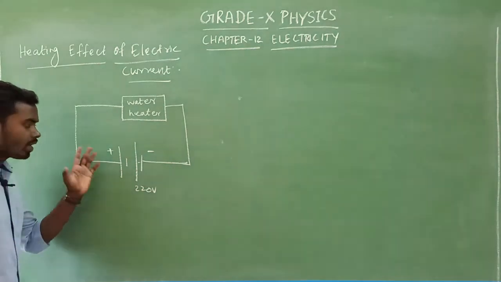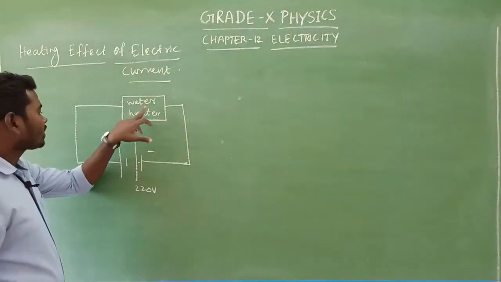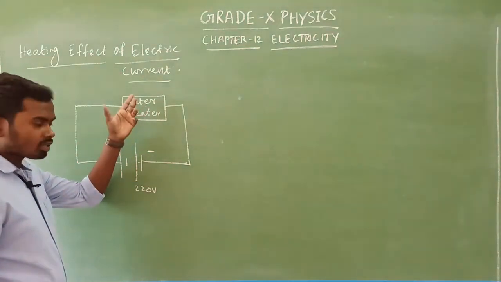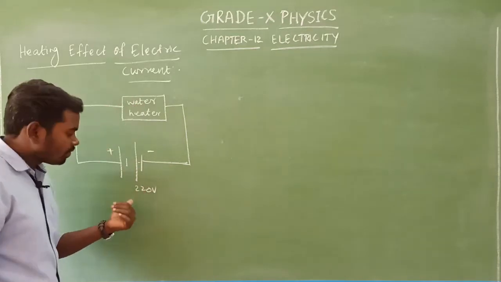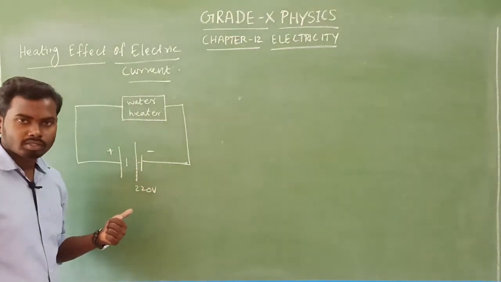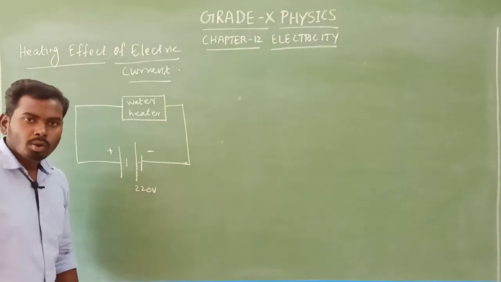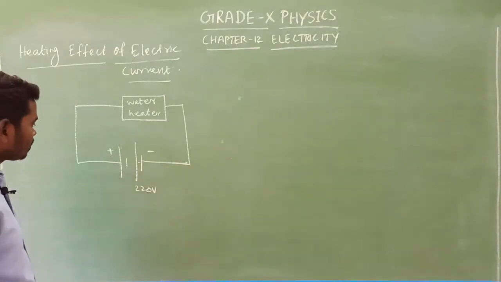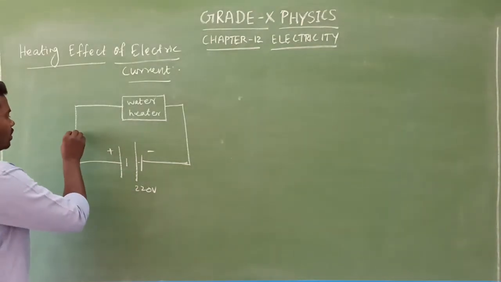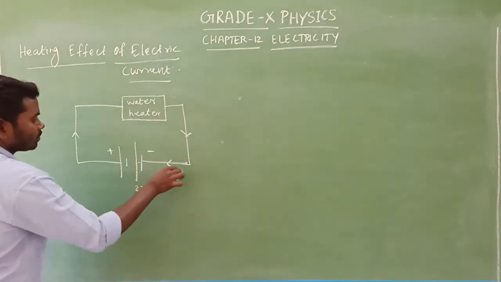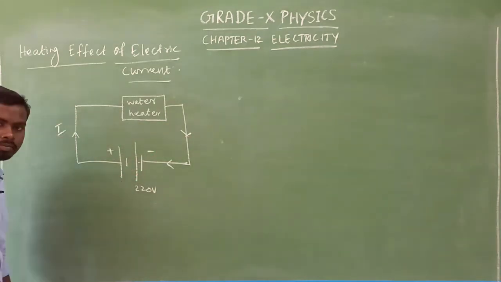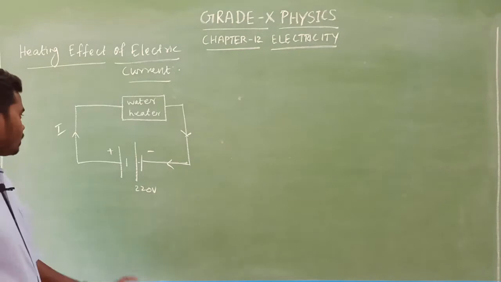Look here, consider an electric circuit. We have connected the water heater along with the two terminals of the battery. We apply a 220 volt potential difference. So due to this potential difference, there will be some amount of current.